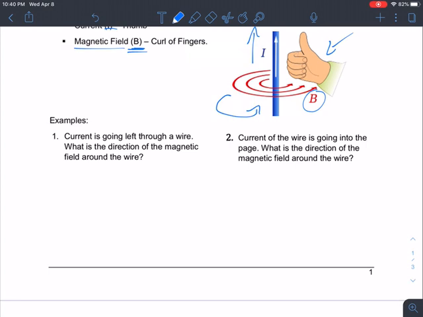If current is going left through a wire, so here it was going up, here it was going up, and now we're going to go left through the wire. Left is this way, like that. Now, what direction would the magnetic field be going? Okay, well, use your right hand and stick your thumb. Remember, current is your thumb, your thumb is going to the left, your fingers are wrapping from top to bottom, so it's looking like this.